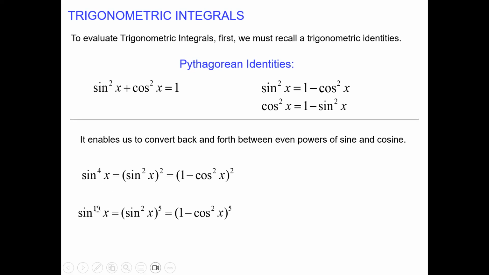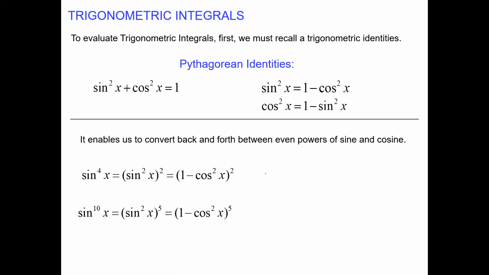Sine to the power of any even power can be rewritten in terms of cosine this way. That means we may always focus on the square, the sine to the power of 2, because we will use the Pythagorean identity on it, and the remaining factor. 4 is 2 times 2. 10 is 2 times 5. Of course, this will be a little bit longer, but we will learn in a minute what to do with the cosine or sine square.